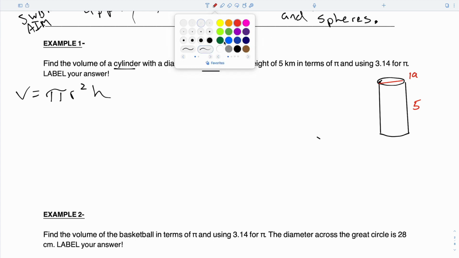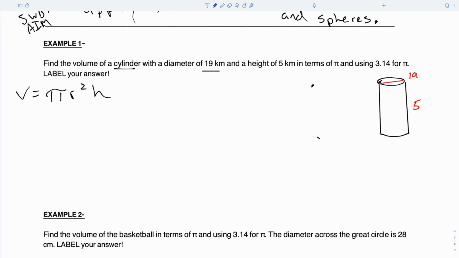Plug this number in for me. What's the radius if the diameter is 19? Claire? 9.5 works, so let's do 9.5 squared.